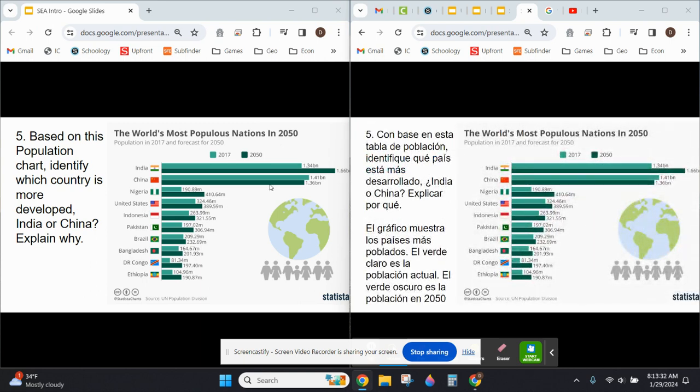Next, we're looking at this chart of most populous countries currently, and then in the next 30 years or so, who's going to be the most populated. So based on what you're seeing now and what's going to be happening in the future, which country do you think is more developed, India or China? And explain why.